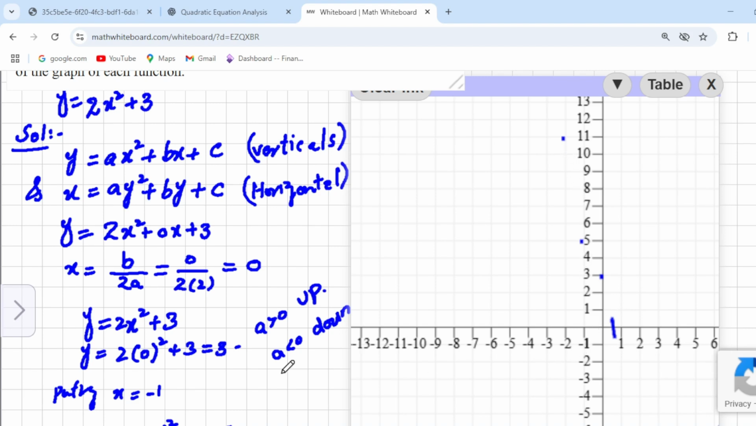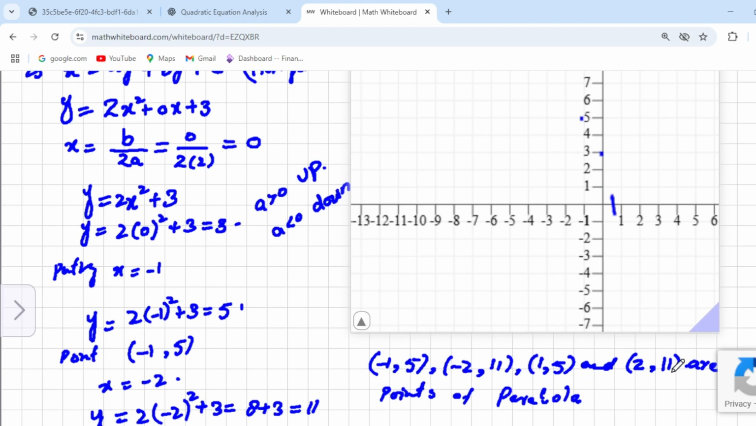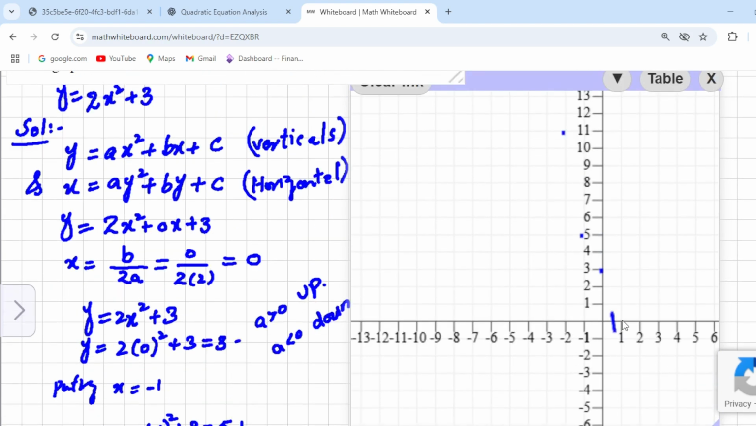And similarly, we have other points (1, 5) and (2, 11). For (1, 5), x equal to 1 is here and y equal to 5 is here. So at the junction of these two is the point. And similarly, for x equal to 2, y is also equal to 11. So it will become (2, 11). This is the point. So we have to join these points now. For joining these points and making the U shape, because this is the parabola, we have to make the U shape.